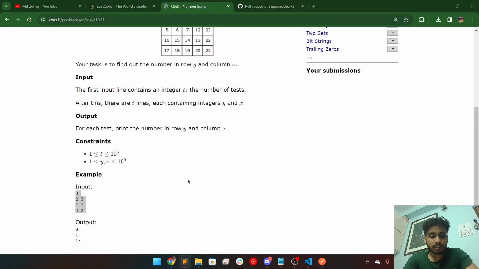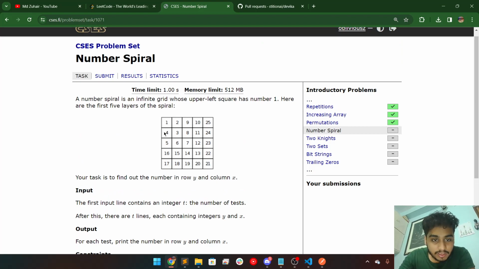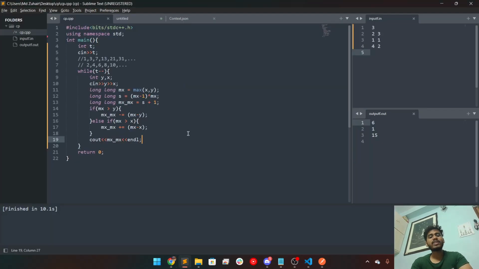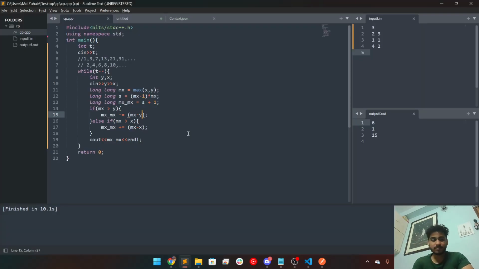So for 2 comma 3, 2 comma 3 is basically this value, right? To reach 2 comma 3, what we can do is reach 3 comma 3, which is 7, and then we move to 2 comma 3. So we have to increase. I guess I did the opposite.